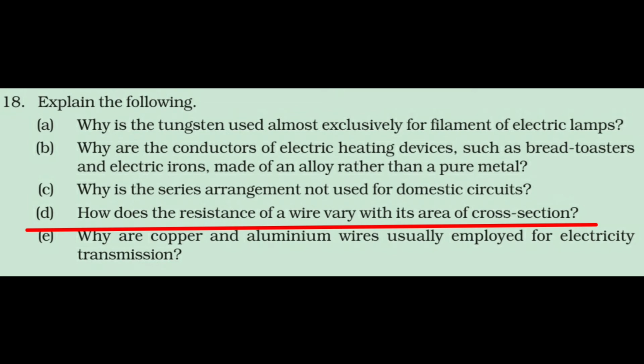Part D. How does the resistance of a wire vary with its area of cross section? Resistance of a wire varies inversely with the cross sectional area. Resistance to the flow of current through a wire is due to the opposition offered by the atoms of the conductor to the electrons. If the area of cross section is large, electrons have more space to move. This decreases the number of collisions taking place, hence resistance gets reduced.